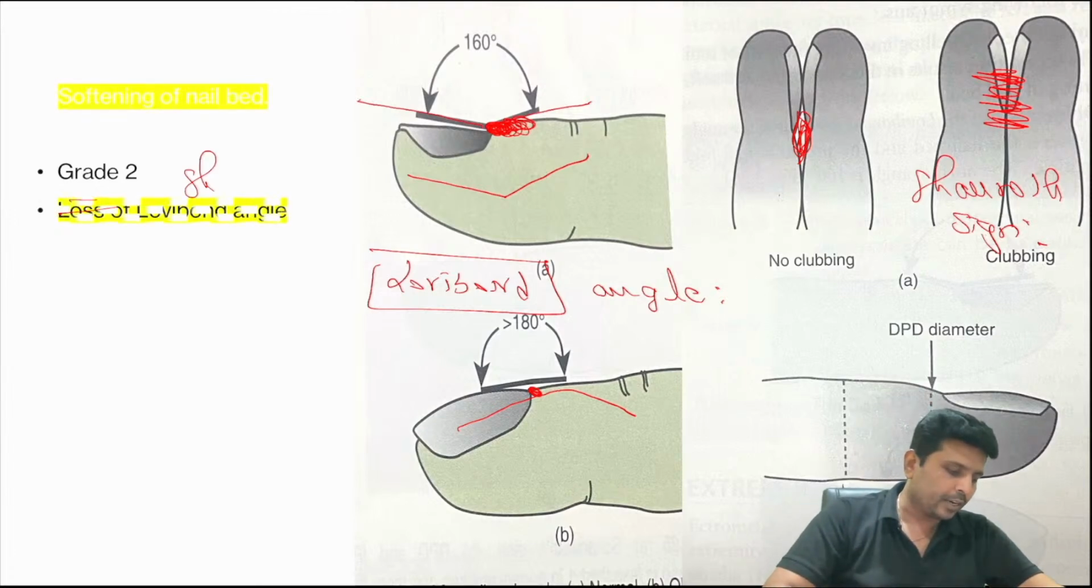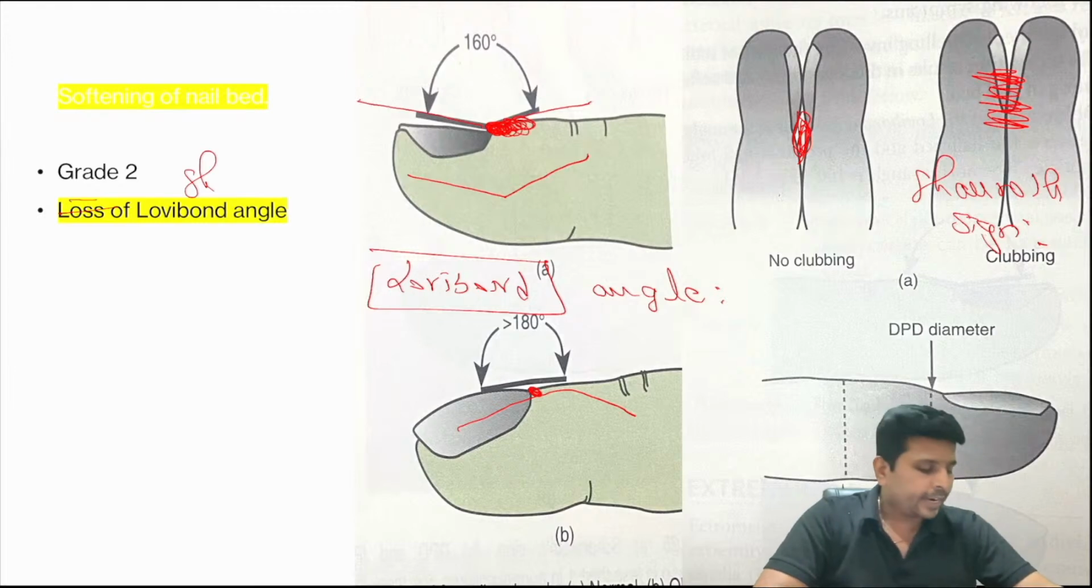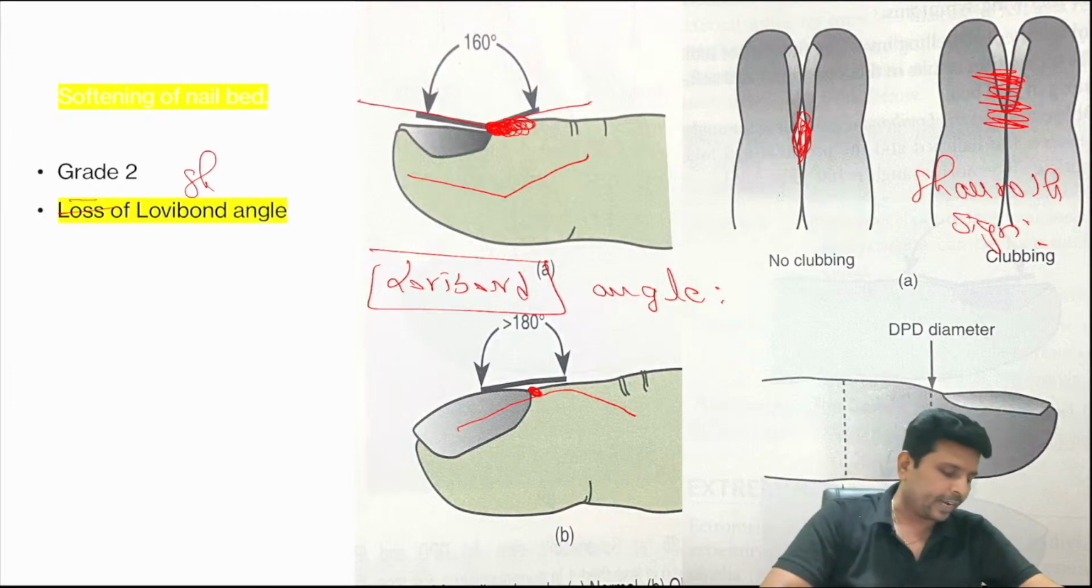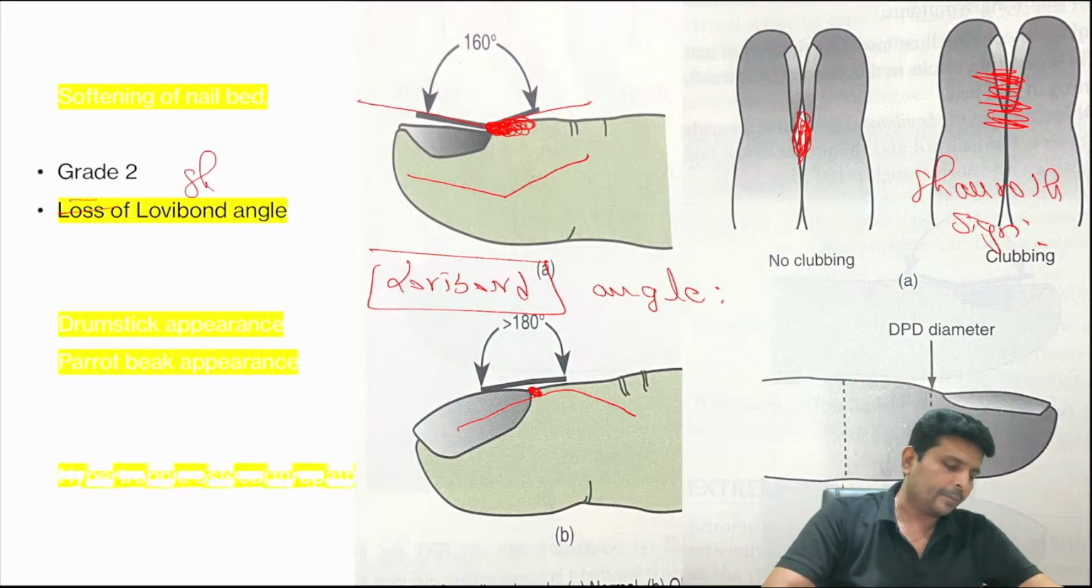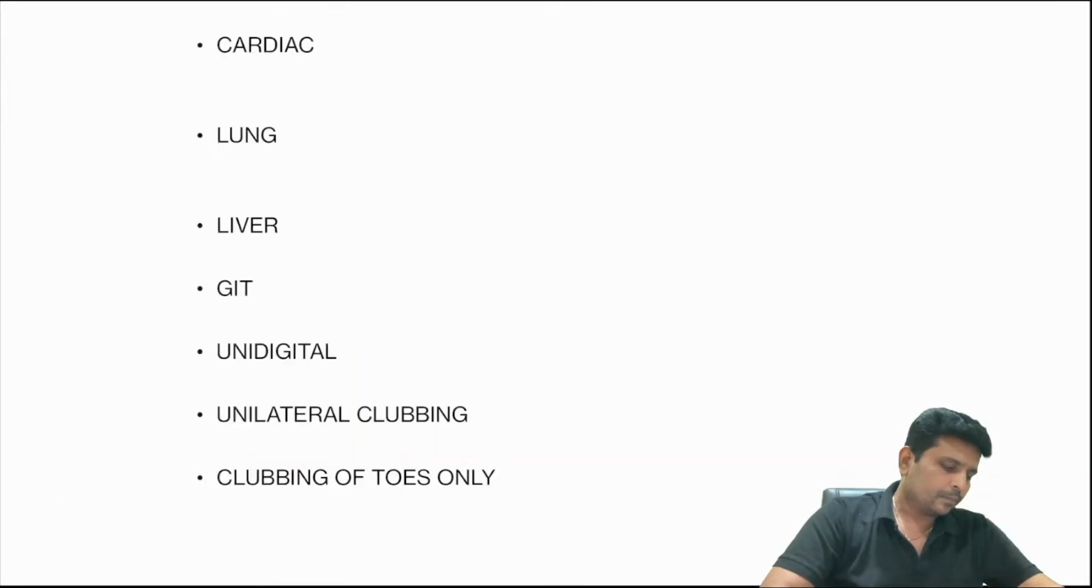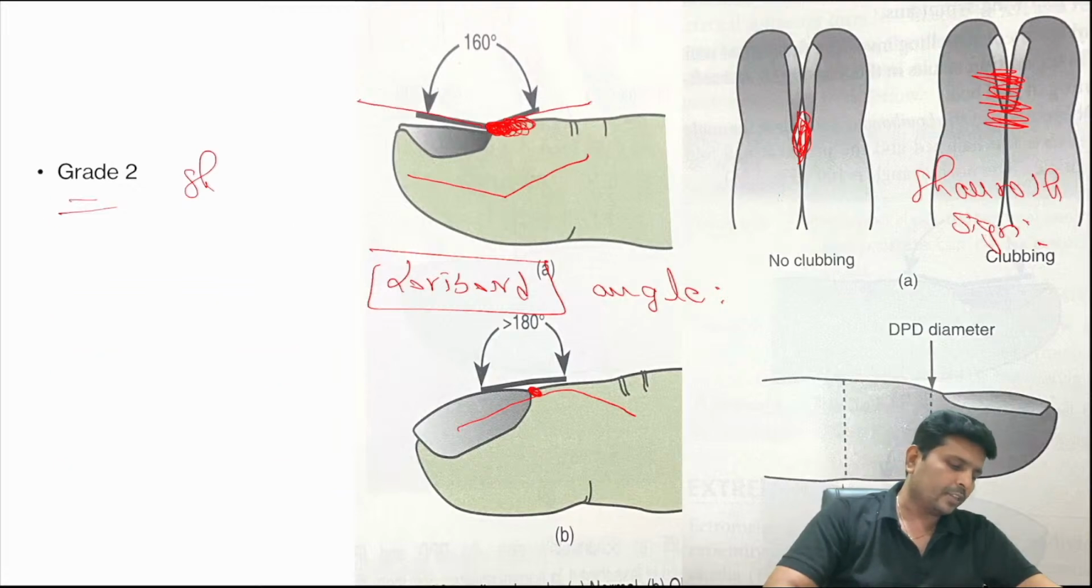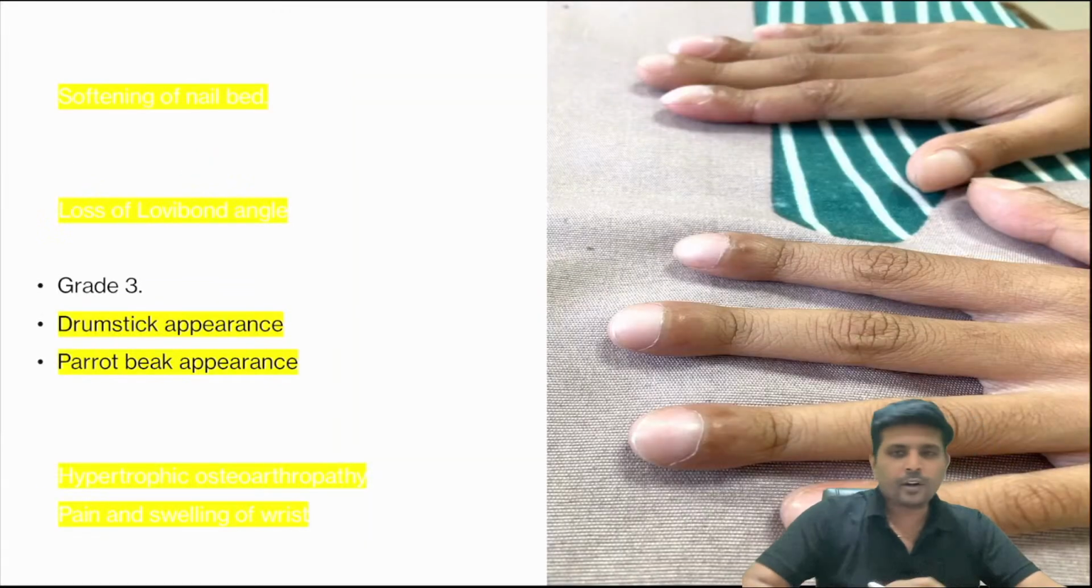So grade 1 is softening of the nail bed. Grade 2 is loss of the Lovibond angle. And what is grade 3? Let us see what is grade 3. Okay. So what is grade 3? Look at this.